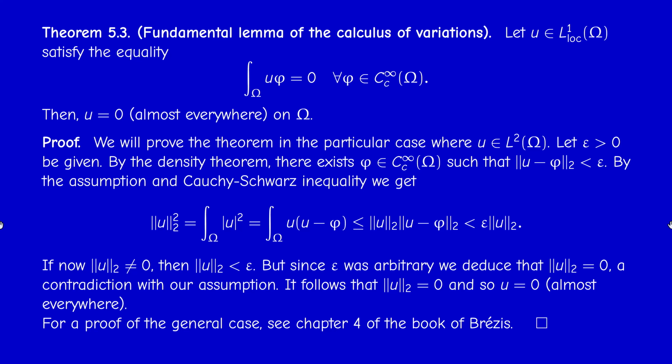The proof of the general case can be found in chapter 4 of the book of Brezis. So this concludes this video and section 5.1, which was mainly a review of these important spaces in analysis and the theory of partial differential equations. Thank you for your attention and see you next time.